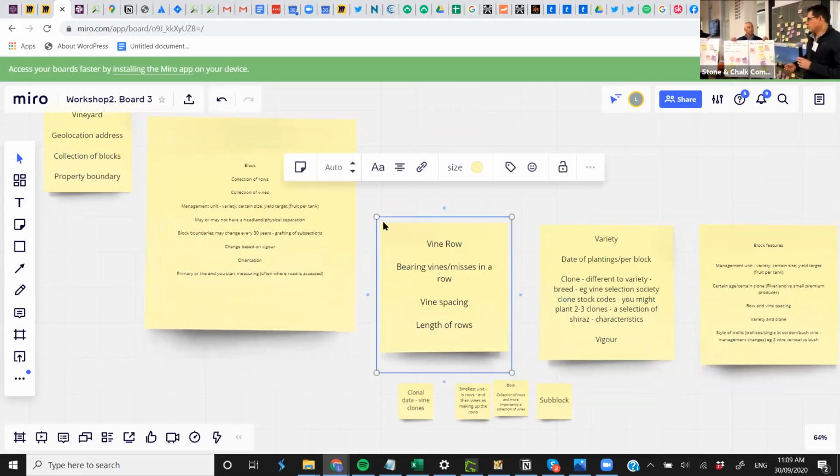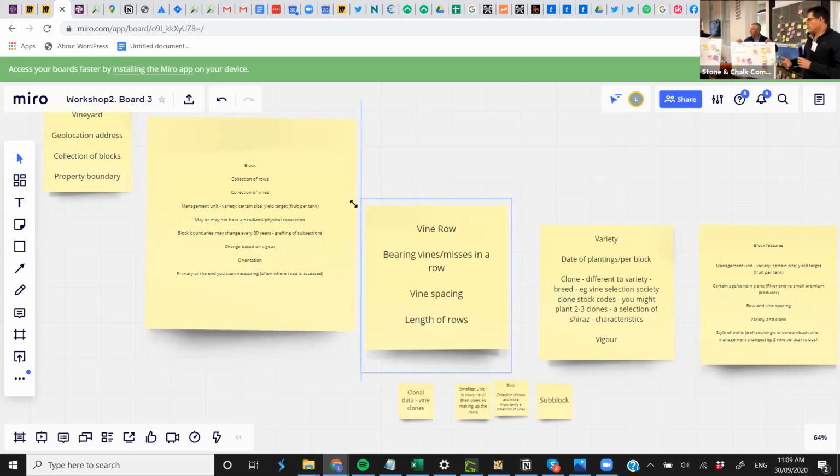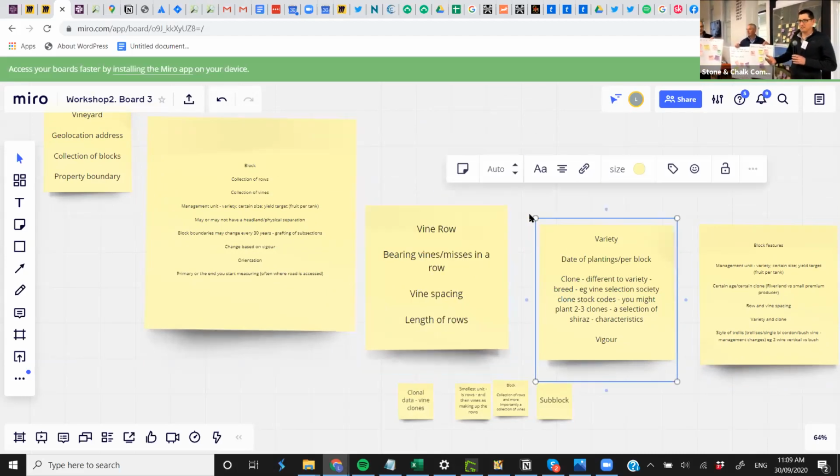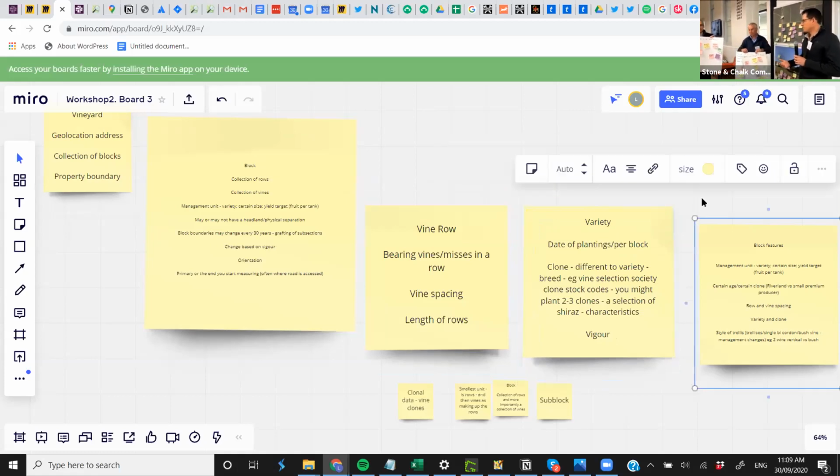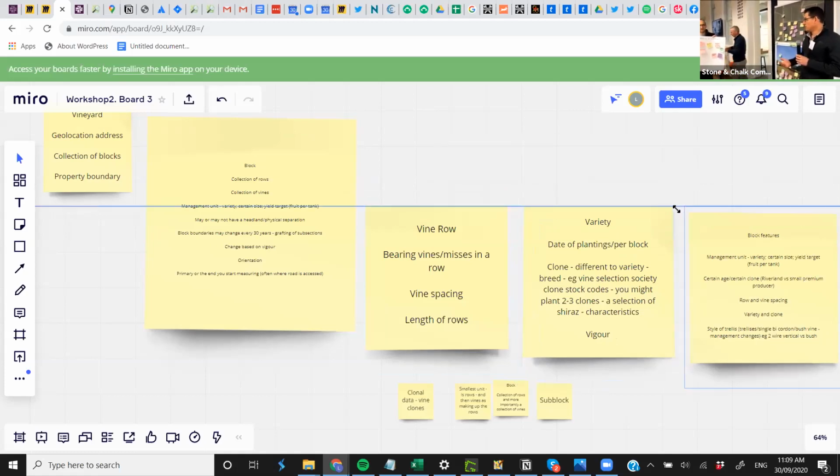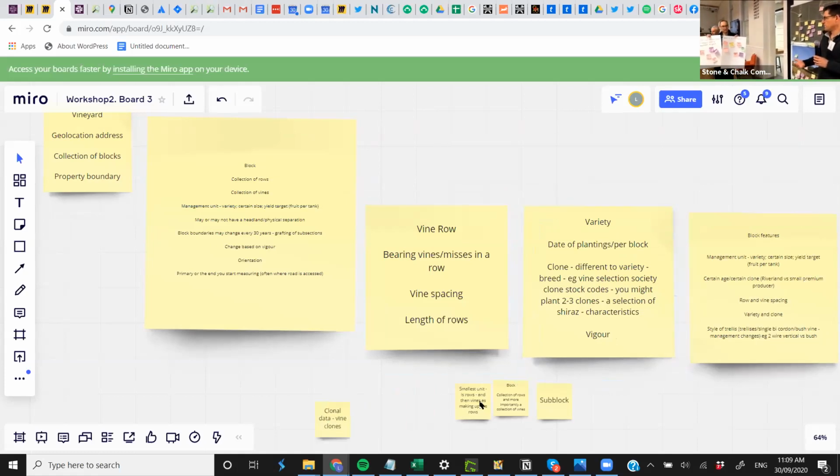And again, talking about a vine row, pretty much saying, look, it's a linear feature of vines, conceptually from first post to last post.